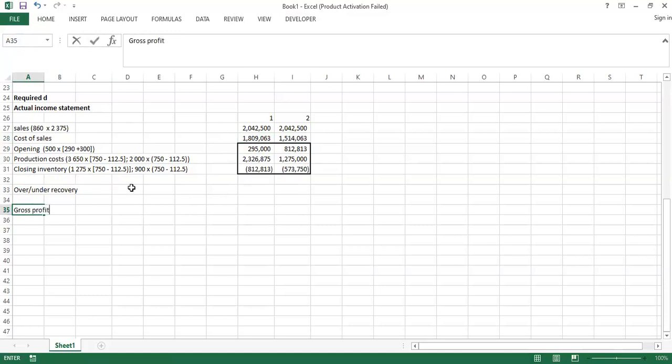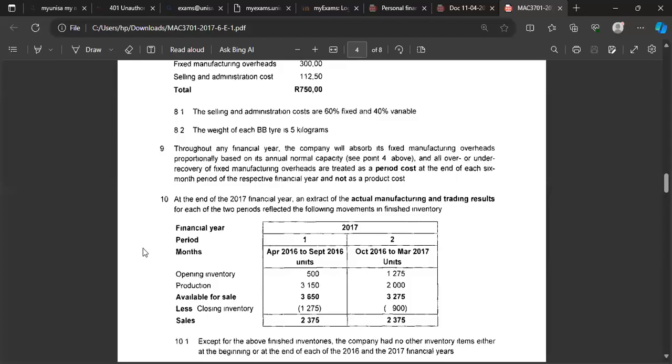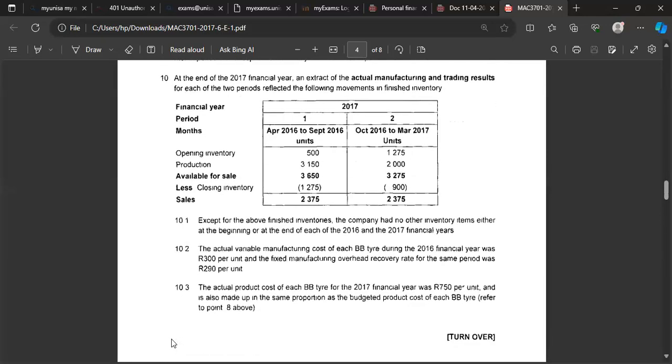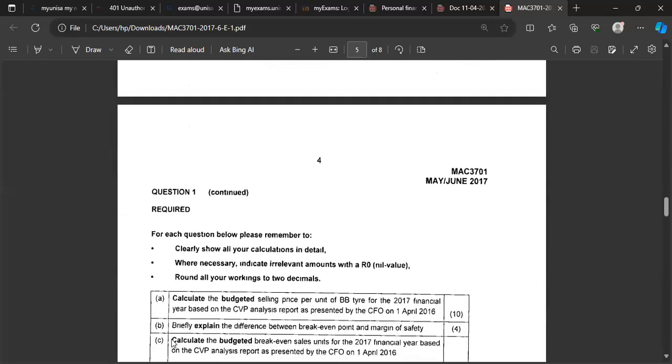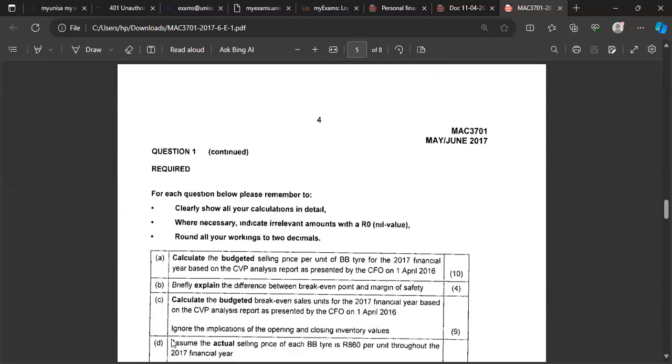But now, because there's a possibility of an under or over recovery, then our calculation of gross profit needs to be slightly adjusted to the over and under recovery. Right, so let's have a look and see based on that. Now let's see. So this is the actual manufacturing and trading results. So this is what was actually produced, etc. Except for the inventories, there are no other inventories. And then the production is given there as that. And then clearly show all calculations in detail.